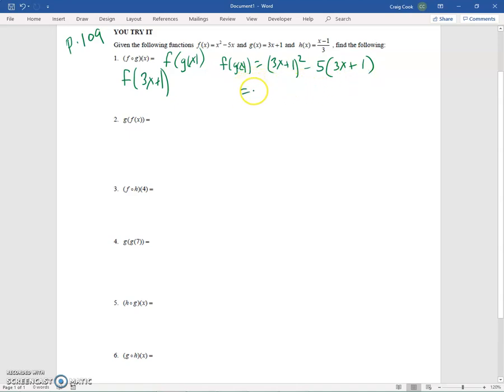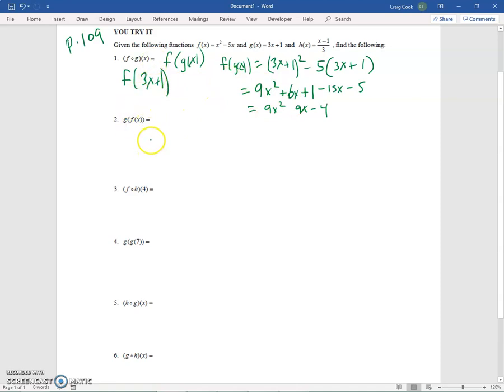Well, I know the FOIL of this is going to be 9x squared, and the way I've done this before, this is 6x plus 1. I distribute here, minus 15x minus 5. So all we would have to do now is combine like terms. And this equals 9x squared minus 9x minus 4. And that is f of g of x.